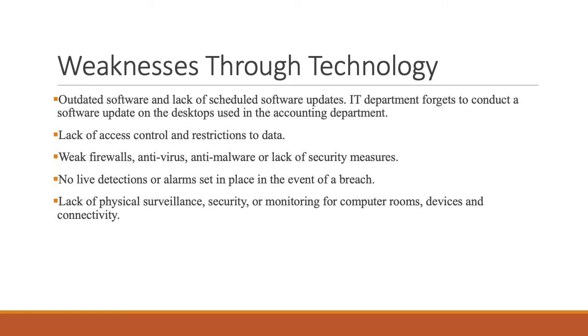Next, there could also be some weaknesses in technology. This can happen by having outdated software, lack of scheduled software updates. For example, the department forgets to conduct a software update for the desktops in the accounting department, lack of access control and restrictions to data, weak software, weak firewalls, and not having or having weak antivirus, anti-malware, or lack of security measures, no live detections or alarms set in place in the event of a breach, and lack of physical surveillance, security monitoring for computer room devices or connectivities.